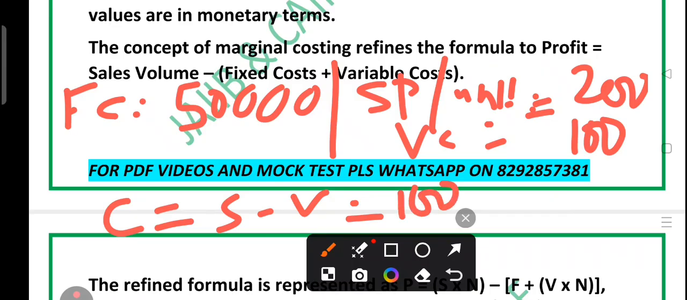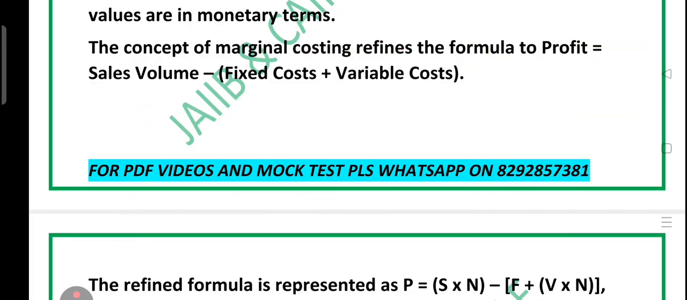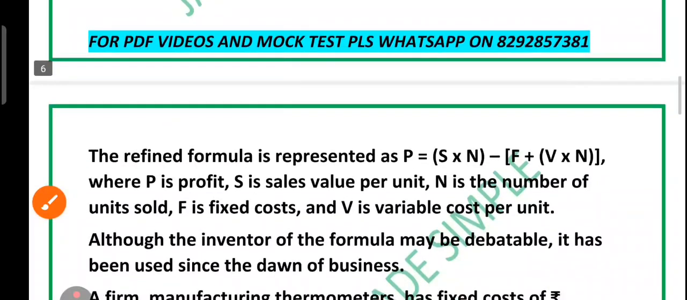Now suppose I want to find the BEP. BEP, that's called break even point. How do you find that? Simply write 50,000 in the numerator and divide it by the contribution per unit, which is 100. So 50,000 divided by 100 would give us how much? 500. So that means you need to sell at least 500 units to cover the cost. So that is the break even point formula which is written here, right?